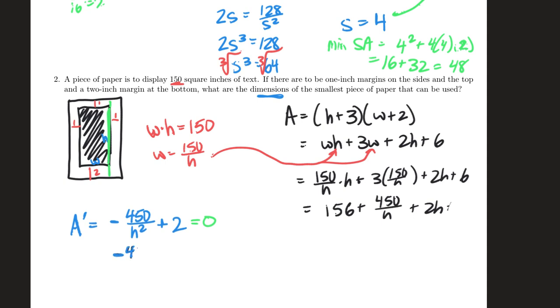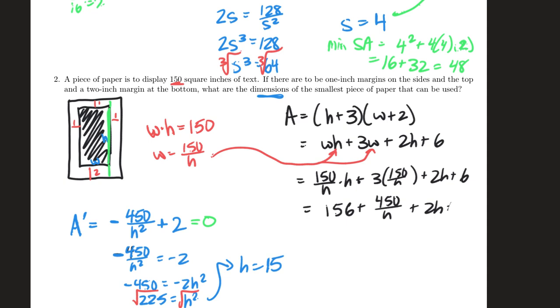Multiply both sides by h squared. Divide both sides by negative 2. And then take square roots of both sides. h is the square root of 225, which I'm pretty sure is 15. And I was right. So the height of that text box is 15.